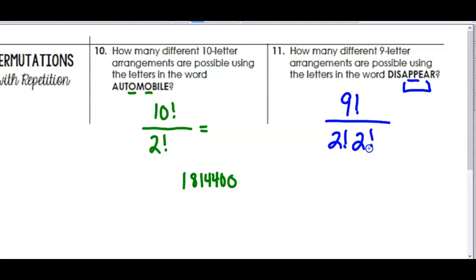I am hopeless at doing these quickly. I got 90,720. All right, let me just check those. Yep, those are right. Again, not something you're going to have to know.